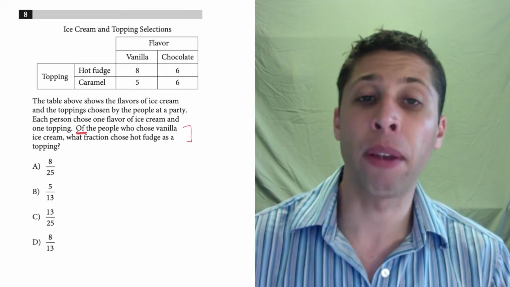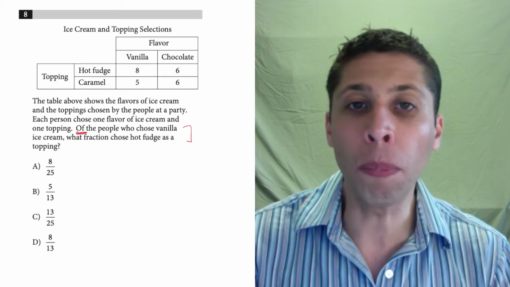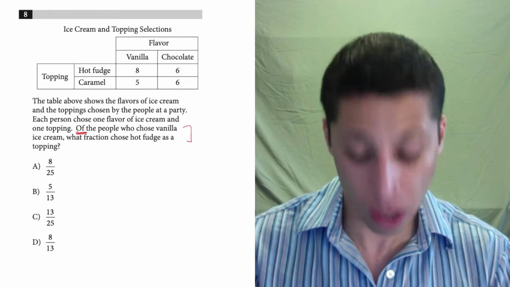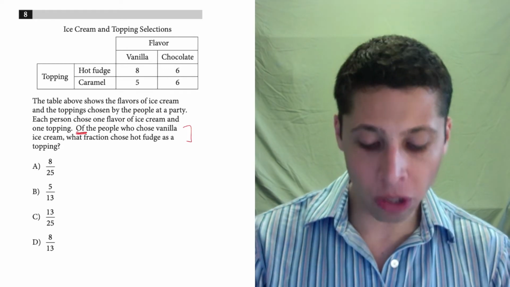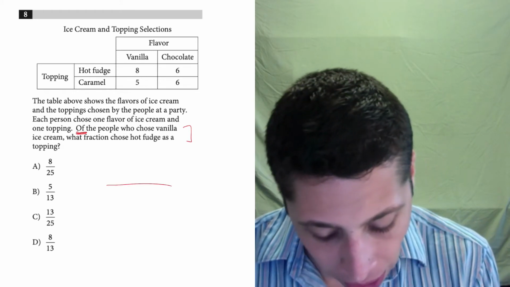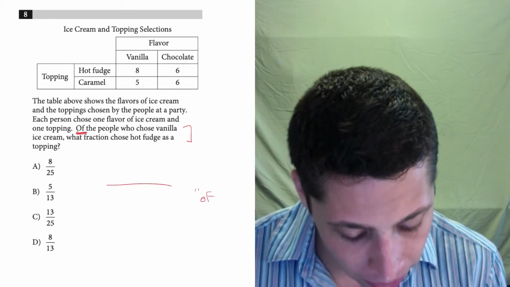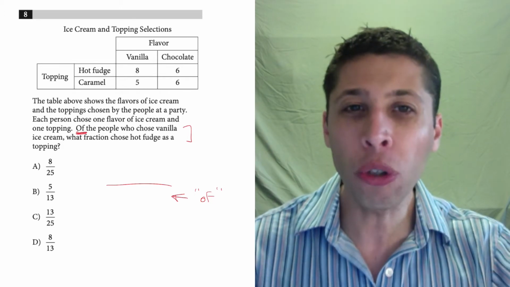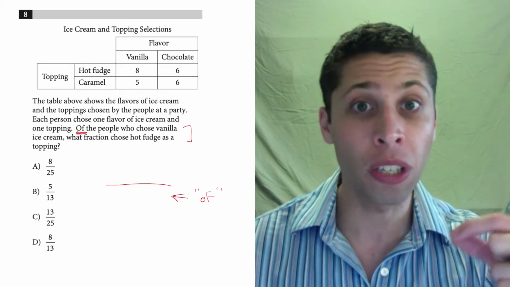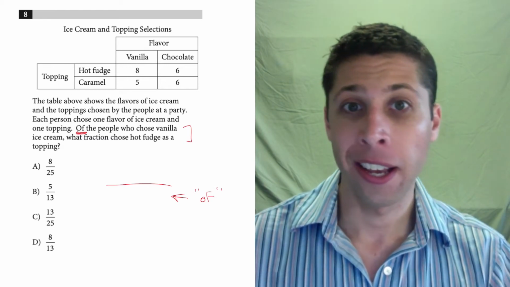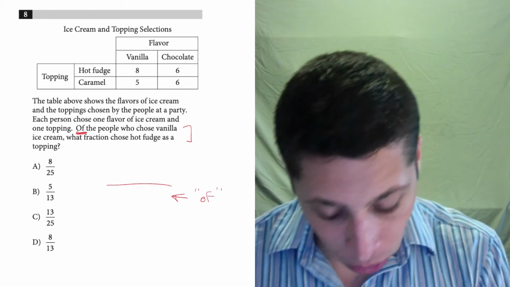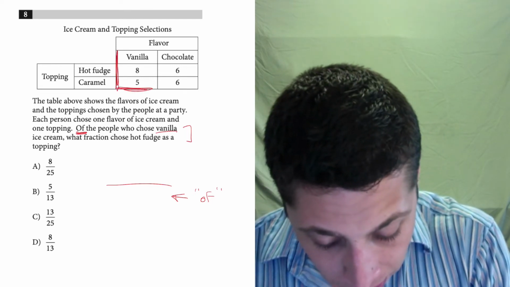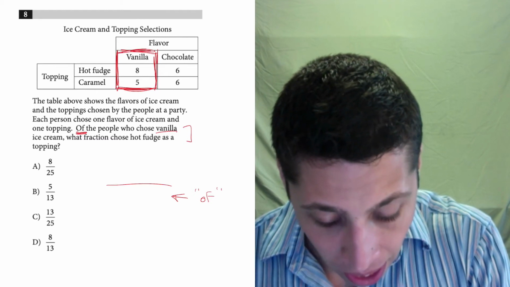The "of" statement represents what group from the chart are we choosing from, right? We want to know of the people who chose vanilla. So when we're making a fraction, the "of" statement is usually what represents the bottom number. What are we choosing out of? Sometimes we're choosing out of the whole chart. Not so here. This time we're only choosing out of the people who chose vanilla. So we're only focused on this left side here.